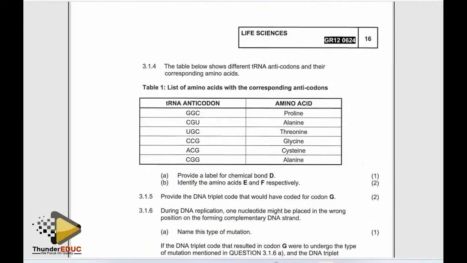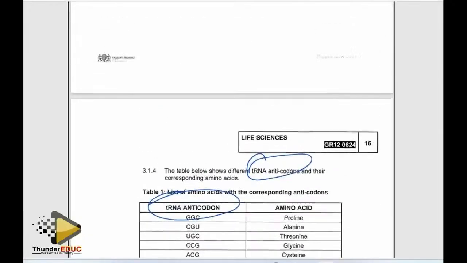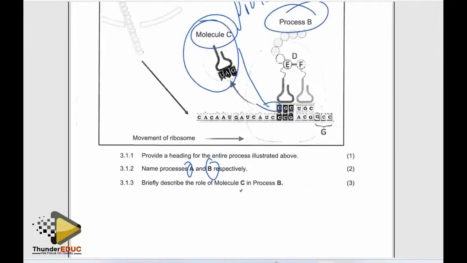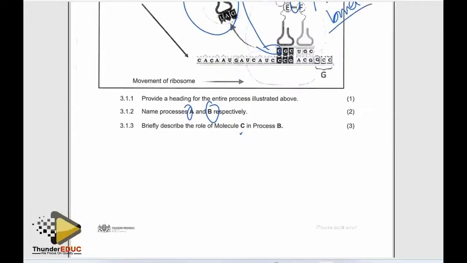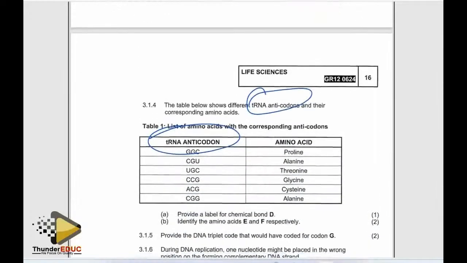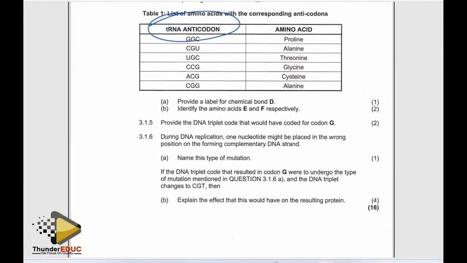Then 3.1.4, RNA anticodons. They're saying these are anticodons, so we know that these are RNA. It's not DNA, it's not messenger RNA. Provide a label of chemical bond D. This is this bond. This is a peptide bond. Guys, I told you this is not polypeptide, it's peptide bond. I know some people wrote polypeptide bond. You'll get it wrong. It's supposed to be peptide bond.